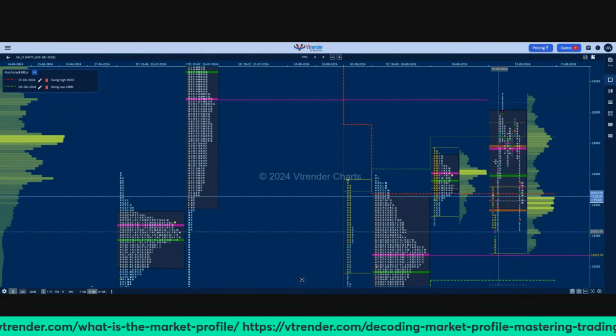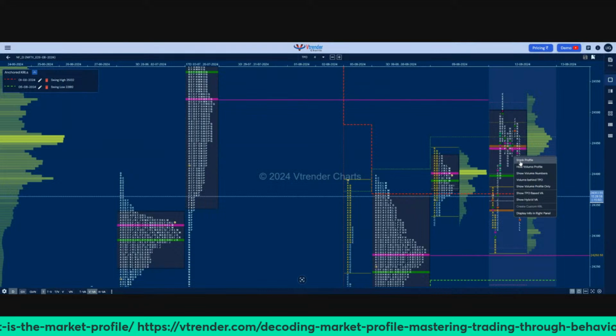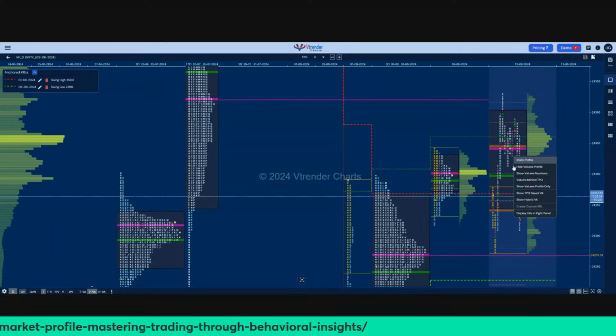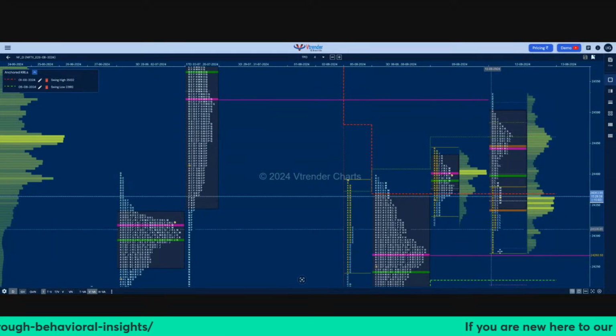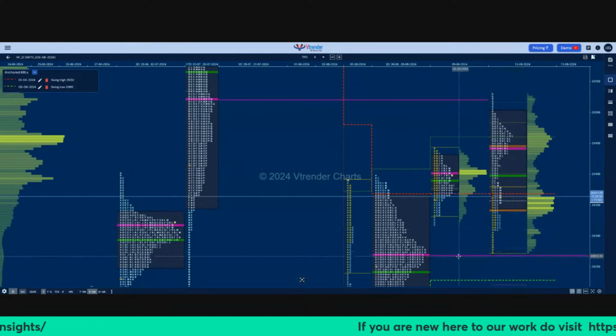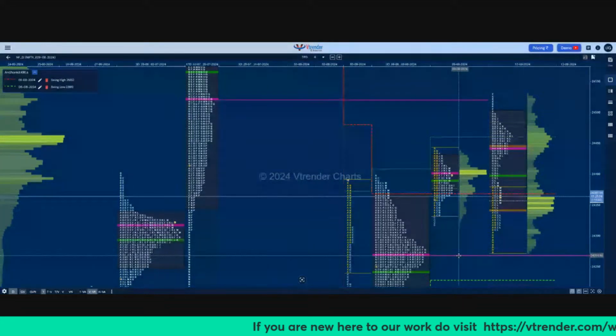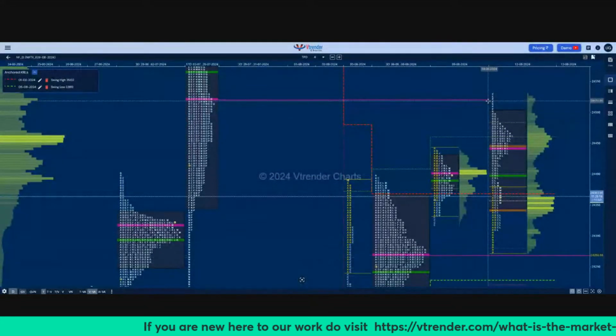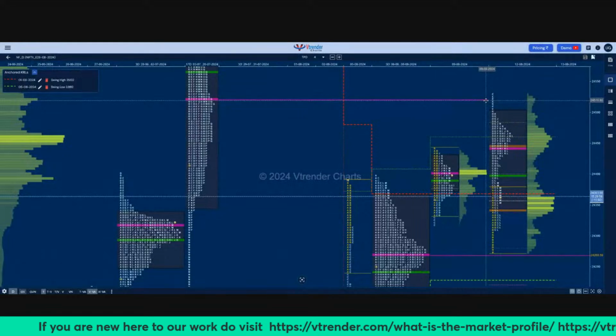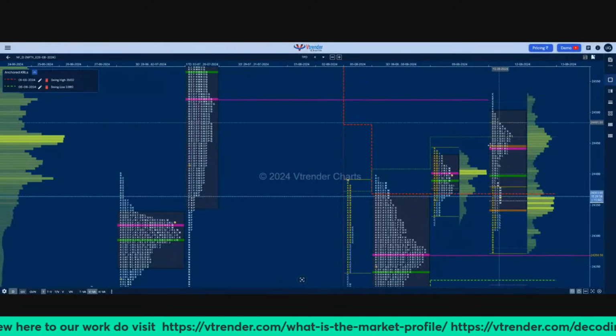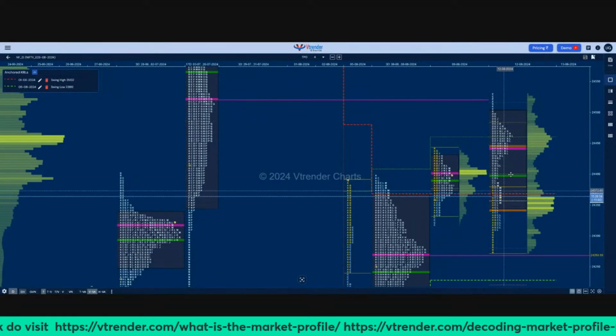It's a balanced profile, where we have tails at both ends. So we have a responsive selling tail at the top and the initiative buying tail at the bottom, VPOC level, and the upper part has taken resistance at another important VPOC level. So Nifty is now stuck between these two zones of singles and between these two VPOCs.